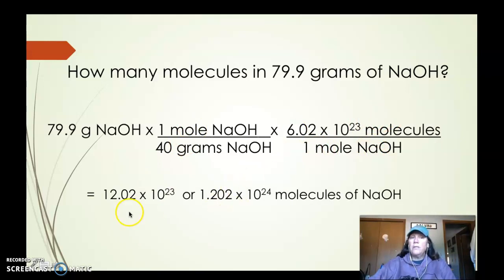Well, you get 12.02 when you multiply all these things together, okay? You can't leave it like that, you guys. That's improper scientific notation. So what I'm going to do is move this decimal over here. I'm going to make this number smaller, so I'm going to make this exponent larger. So 1.2 times 10 to the 24th molecules in 79.9 grams of sodium hydroxide. Okay, so make sure you write in proper scientific notation.